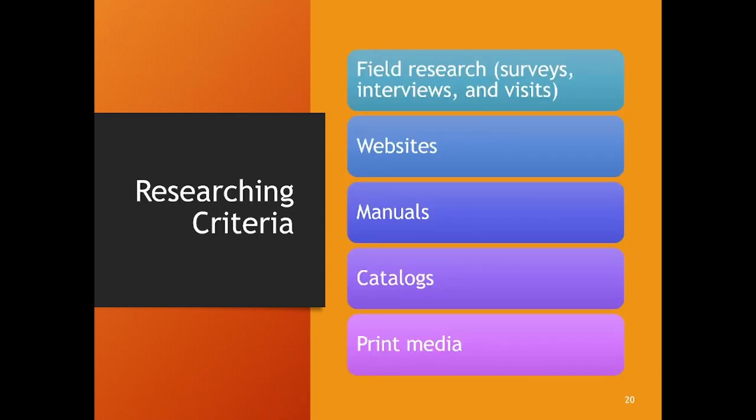Finally, you have researching criteria, and the research data for a recommendation report can come from many different places, including field research, so surveys, interviews, and visits, websites, manuals, catalogs, and even print media such as consumer reports or government publications, business websites, or even professional journals.